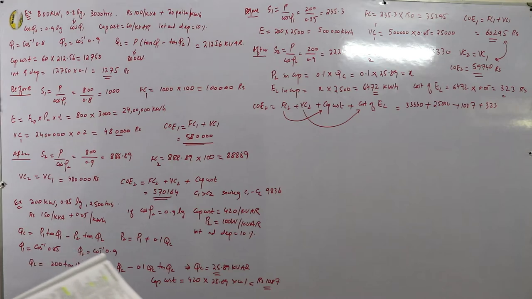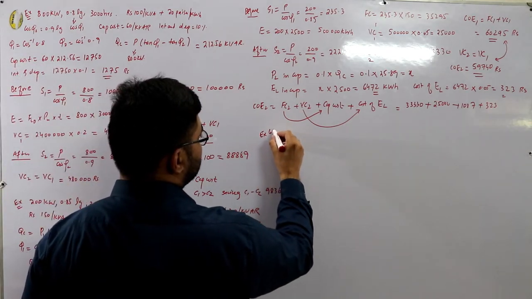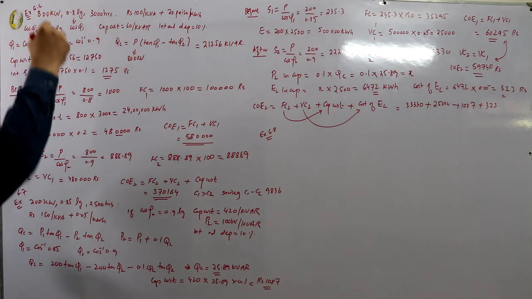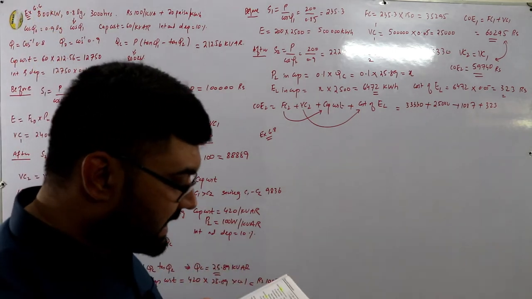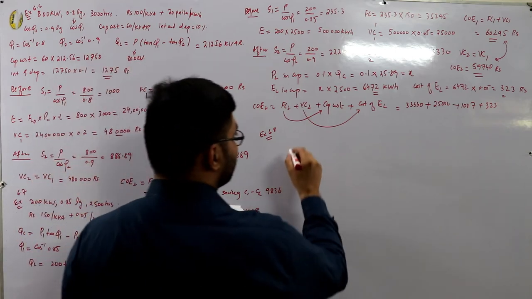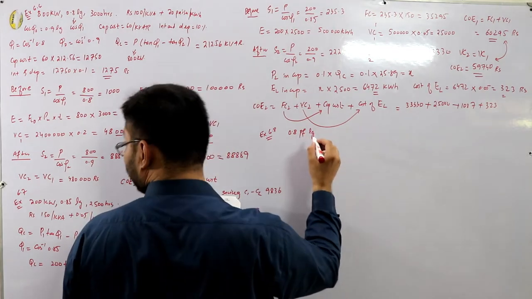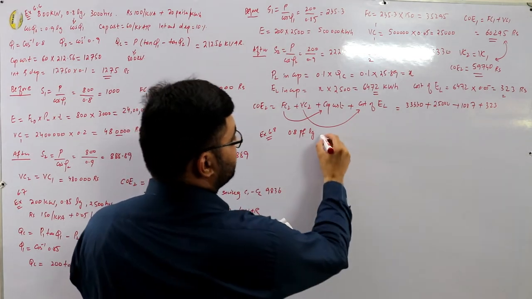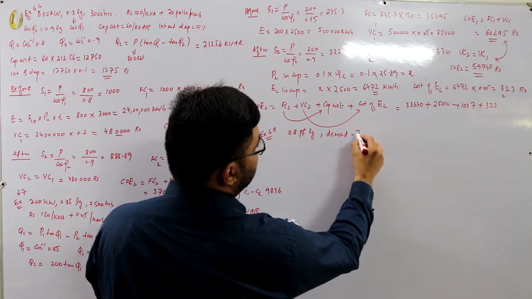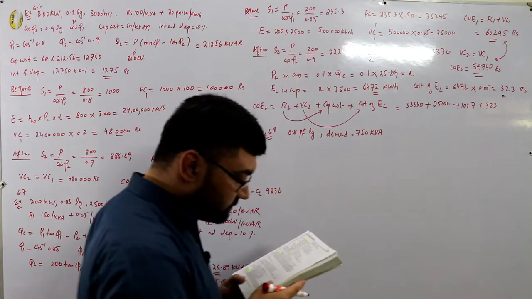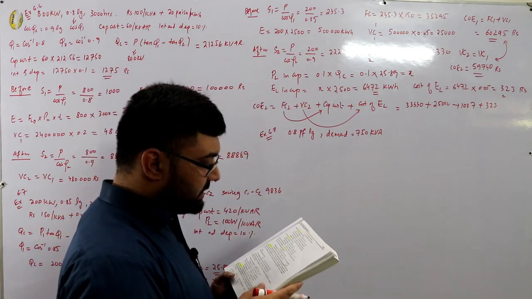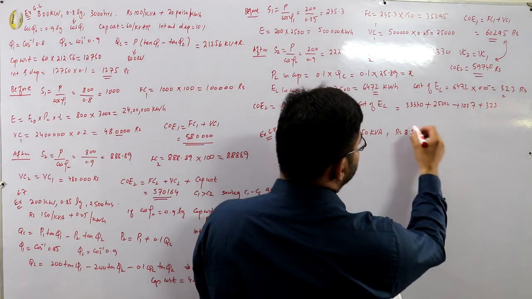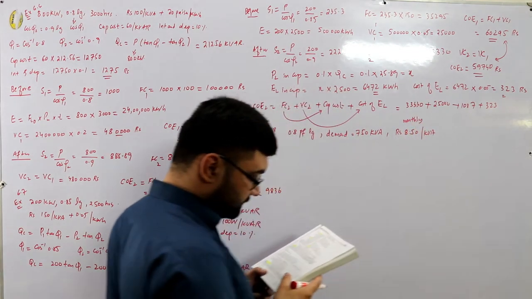Next example, example number 6.8. This one was 6.7 and this one is 6.6. So 6.8 states: a factory operates at 0.8 power factor lagging and has a monthly demand of 750 kVAs. The monthly power rate is rupees 8.50 per kVA.